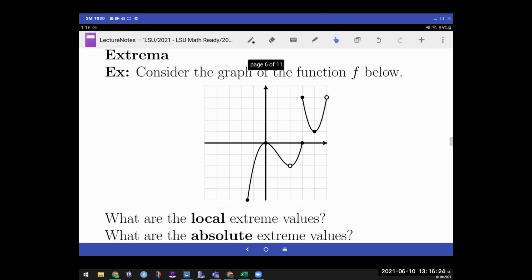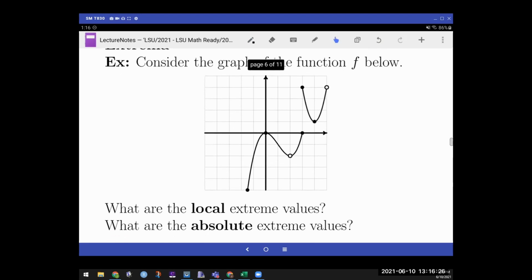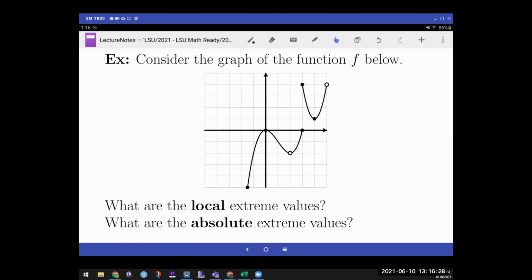Okay, let's talk about extreme values here, also known as maximum and minimum values. There's a distinction to be made between local and absolute minimum and maximum values. Let's talk about absolute first. Absolute's easy. You look for the highest point on the graph, and you look for the lowest point on the graph. Those would be the absolute min and max values.